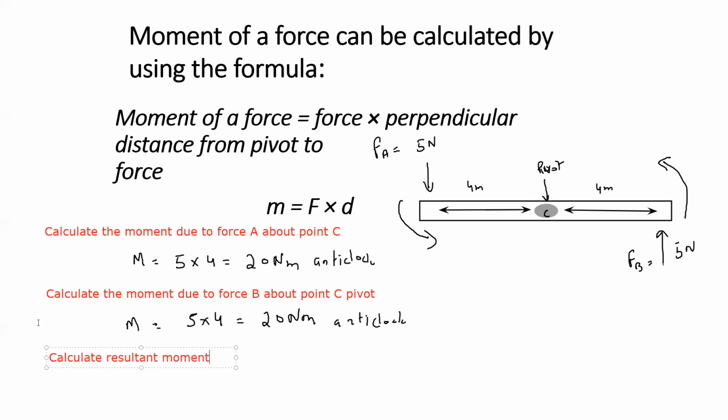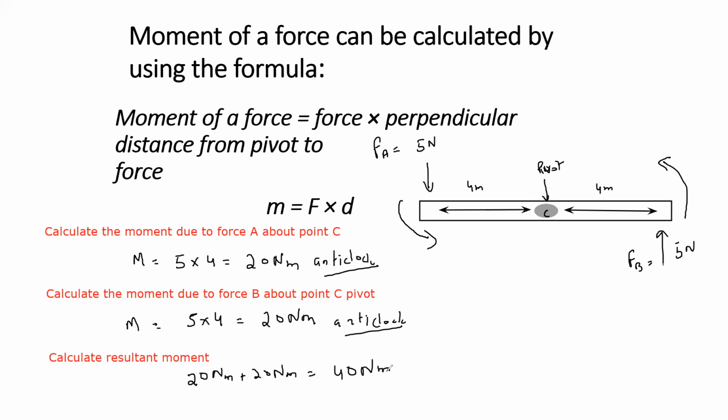What is the resultant moment? I mentioned in the beginning that if two moments are acting in the same direction, to get the result, we will add them. So moment of force A and moment of force B both are anti-clockwise. So what is the resultant turning effect? Because they are in the same direction, we will add, so it will be 20 Newton meter plus 20 Newton meter. So the resultant moment will be equal to 40 Newton meter.